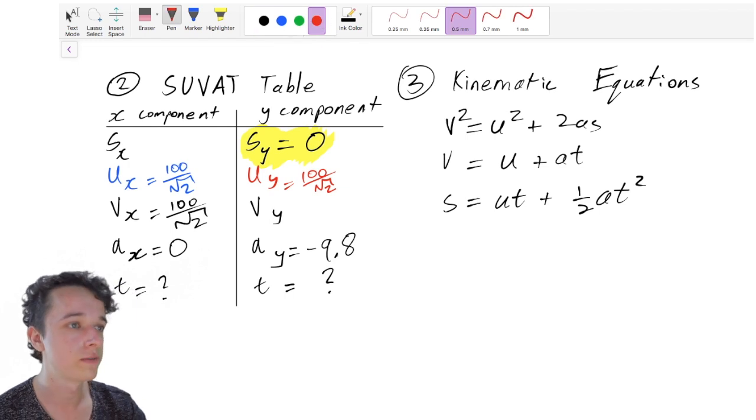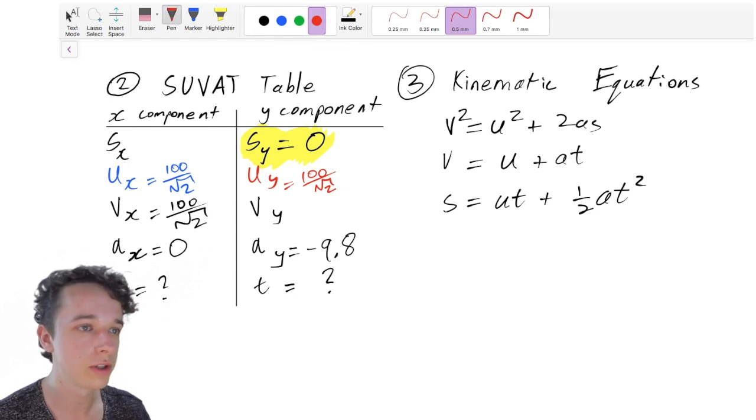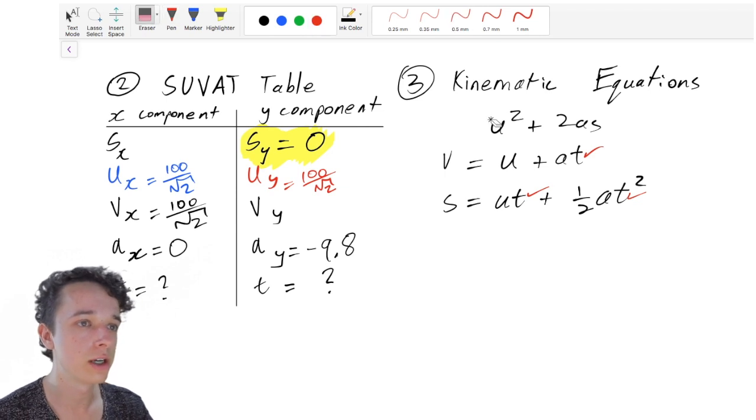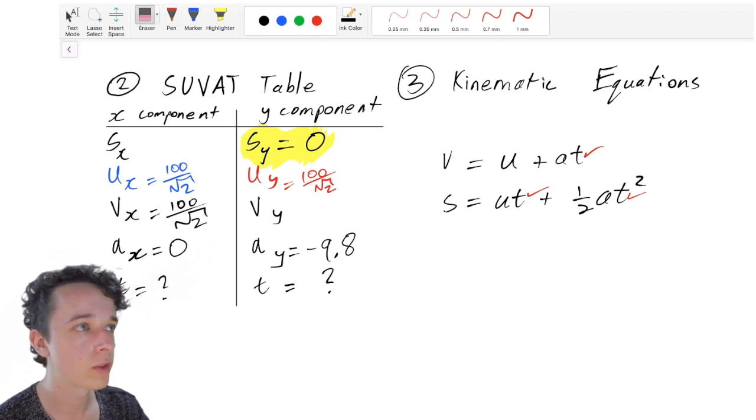So we are trying to find the time of flight, right? That's the whole point of this question. The second equation has a t. The third equation has 2 t's. The first equation does not have a t, so we ignore the first equation, or we remove the first equation.